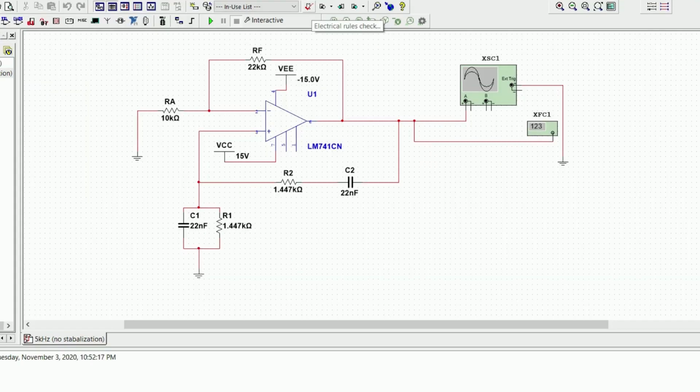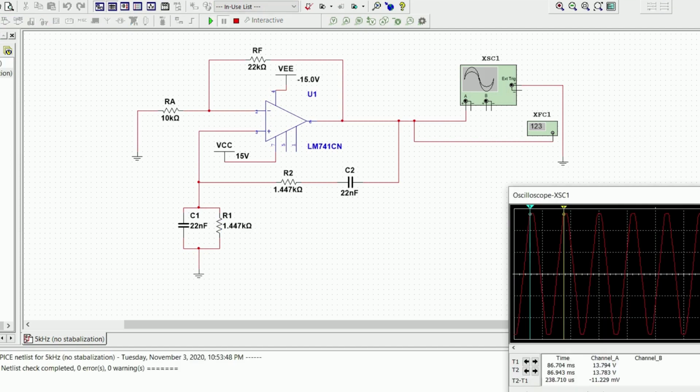We are supposed to achieve the frequency of 5 kHz. As we can see, the resistor we use is 1.447 kilo ohm and the capacitance value is 22 nanofarad. So let's run the circuit. We can see that the waveform is not so smooth and has distortion. The period of the waveform is 238.71 microseconds and the frequency is 4.2 kHz.